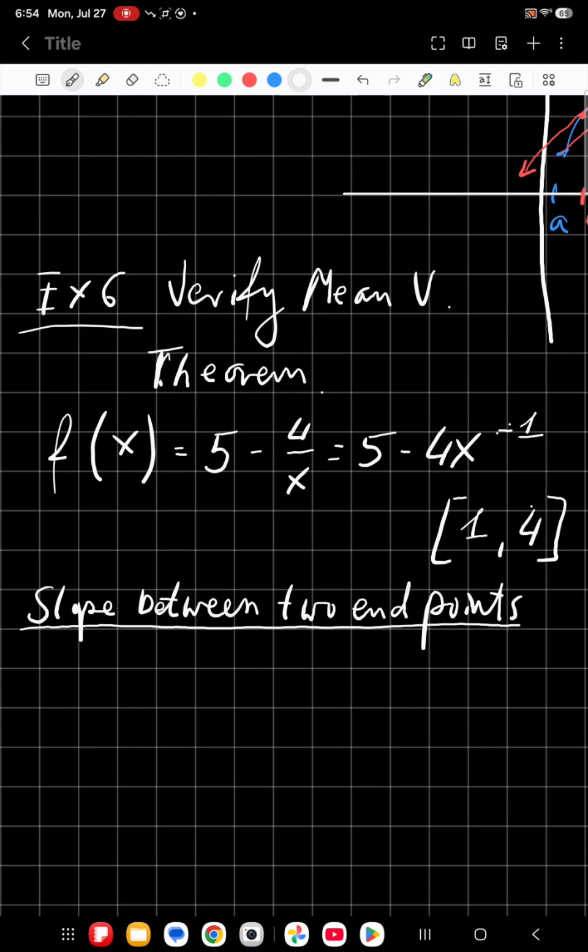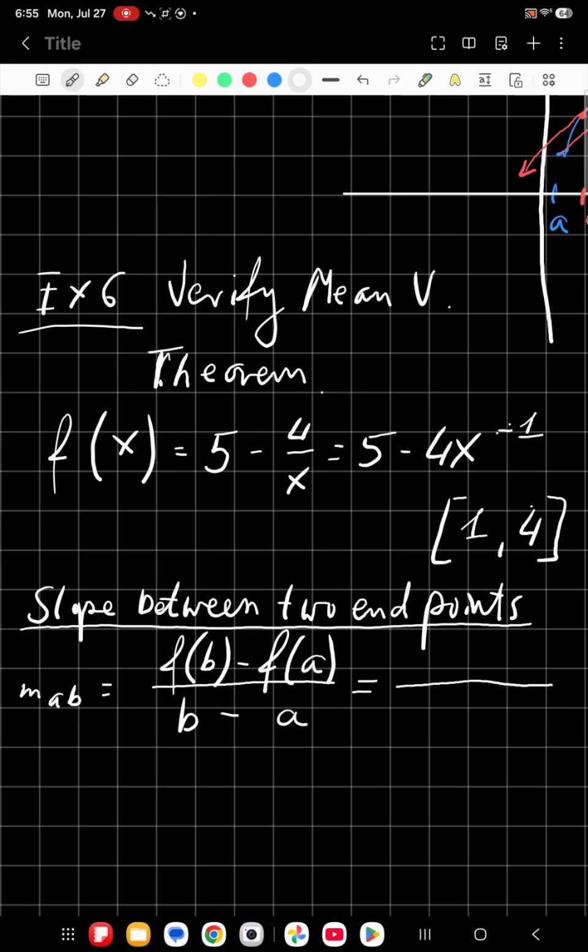All right, so let's figure out that slope. I'm going to write a, b, and it will be f of b. This is just the regular formula for slope: y2 minus y1 over x2 minus x1. Well, this is not x, this is a. So we have that, and now we just need to figure out f of b and f of a.